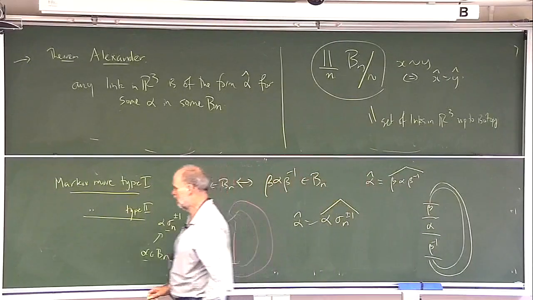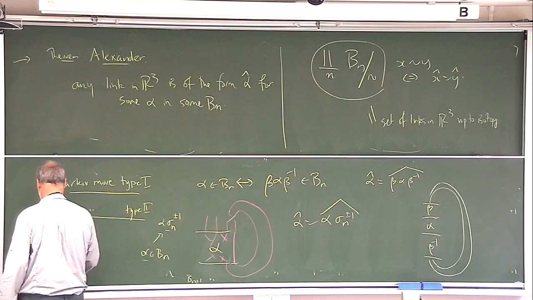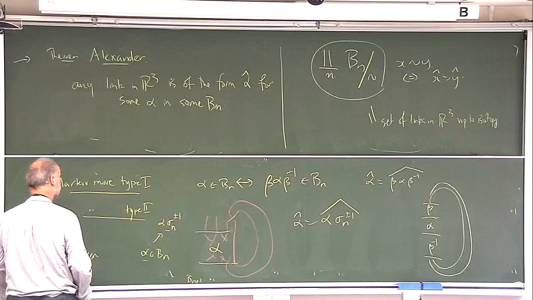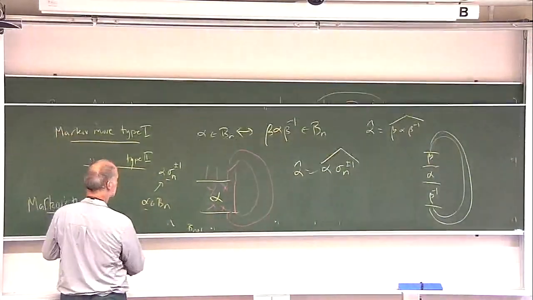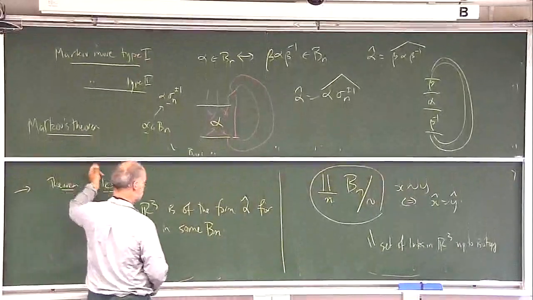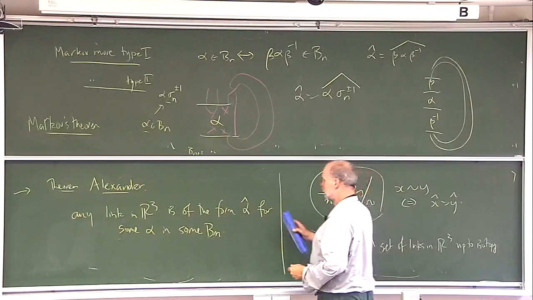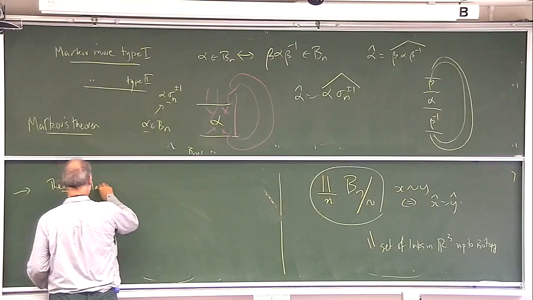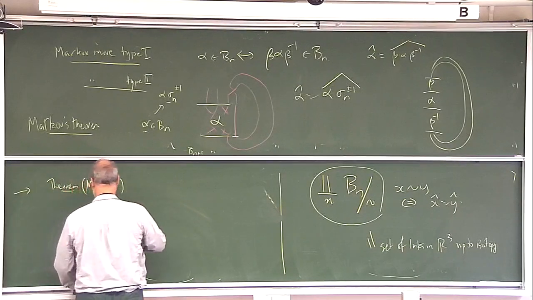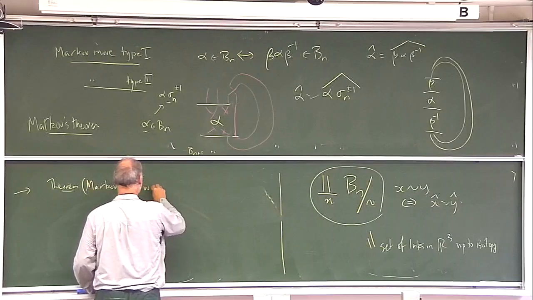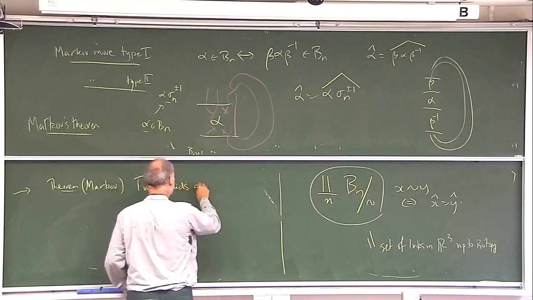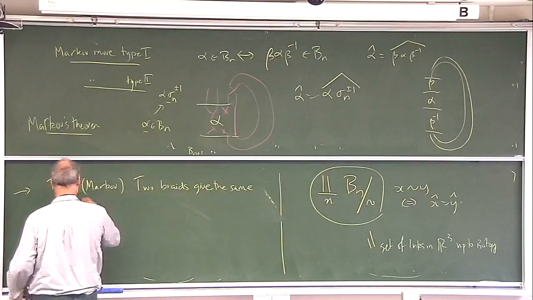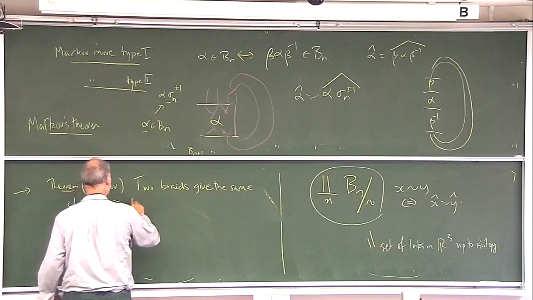Markoff's theorem is that two braids give the same closure if and only if they are connected by a sequence of Markoff moves.